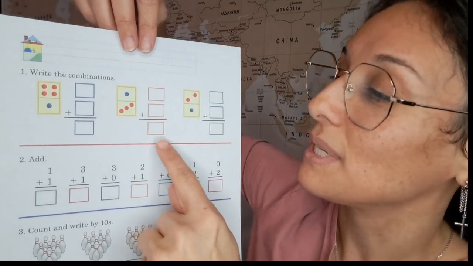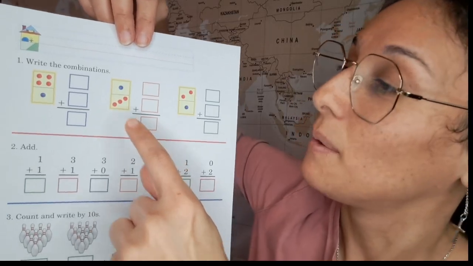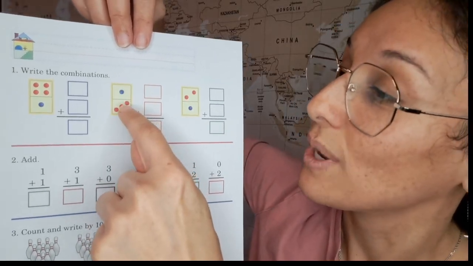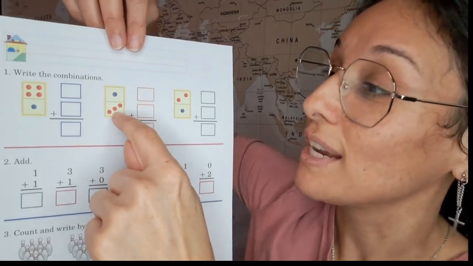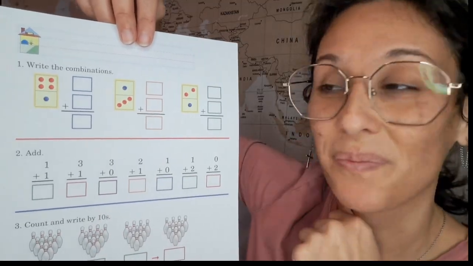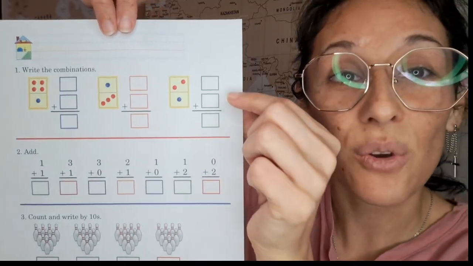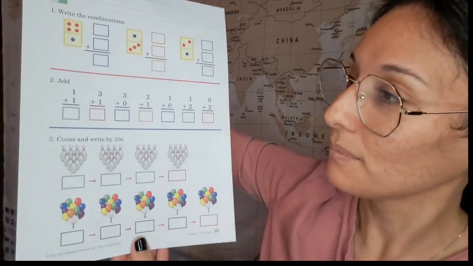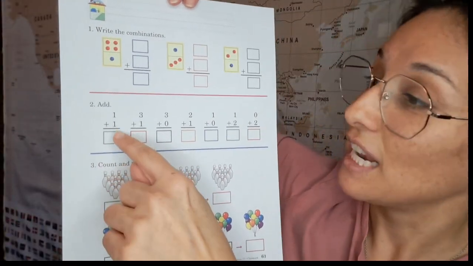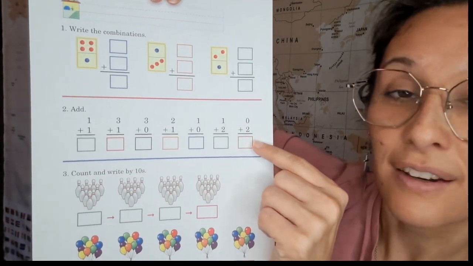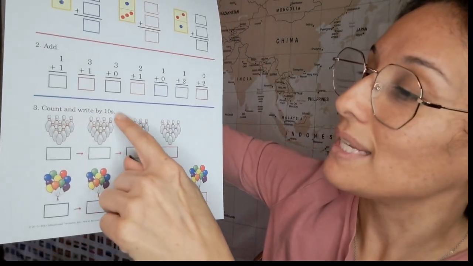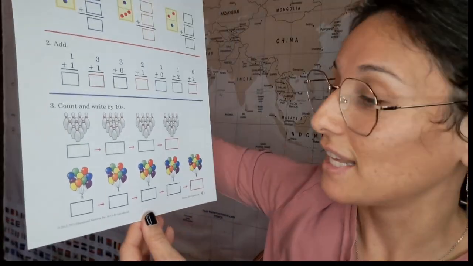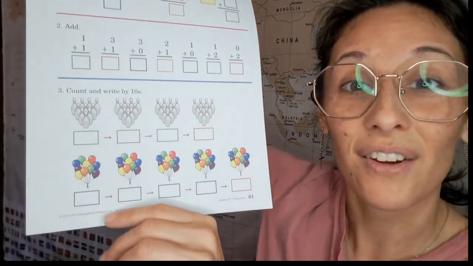And now we add them together and put them in the bottom. Let's add them. 1, 2, 3, 4. 4. 1 plus 3 equals 4. Okay, now I'll let you do this one. This one says add. You will add these numbers together and write them in the box. And this says count and write by tens. Let's do this one together.